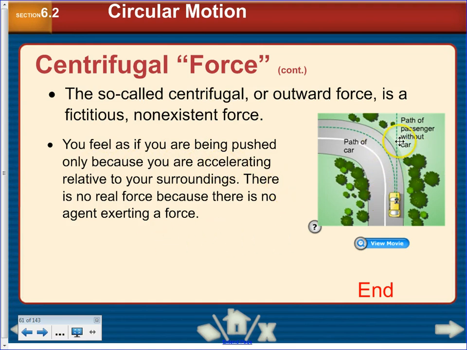And the force that you feel is the normal force of the door pushing you in towards the center of the circle, someplace located by these trees. There is no force that's trying to push you out of the car. You simply want to travel in the same direction. So that's it.